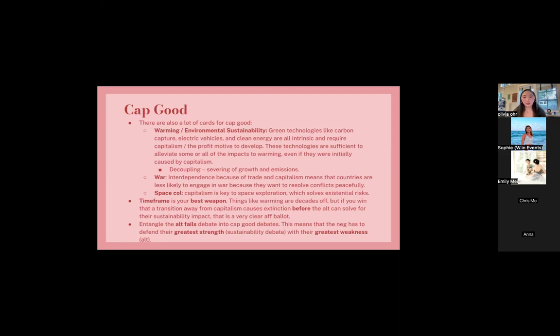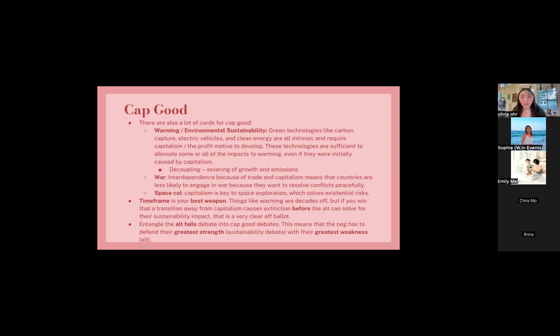Next is space col. So this is more of a cap good argument. A lot of people on the negative would just impact turn it, but there's one specific card that says capitalism is key to space exploration, which solves existential risks. Even if they're winning that capitalism will kill us all on the earth because of warming, space col will help us get out of it.